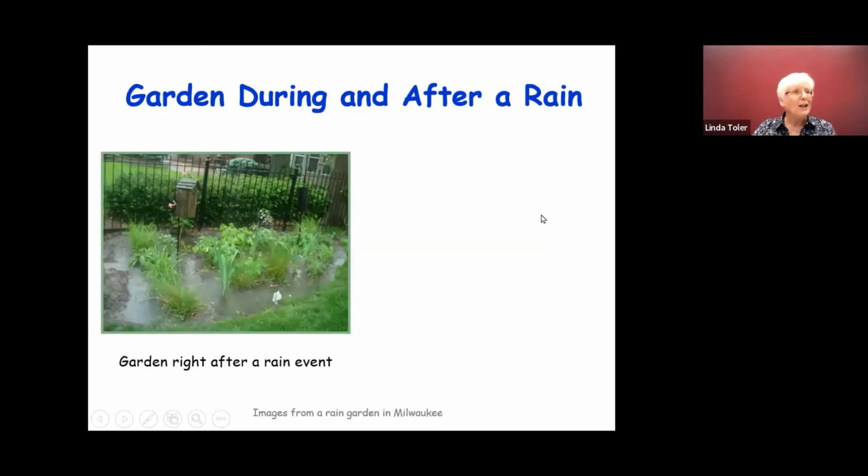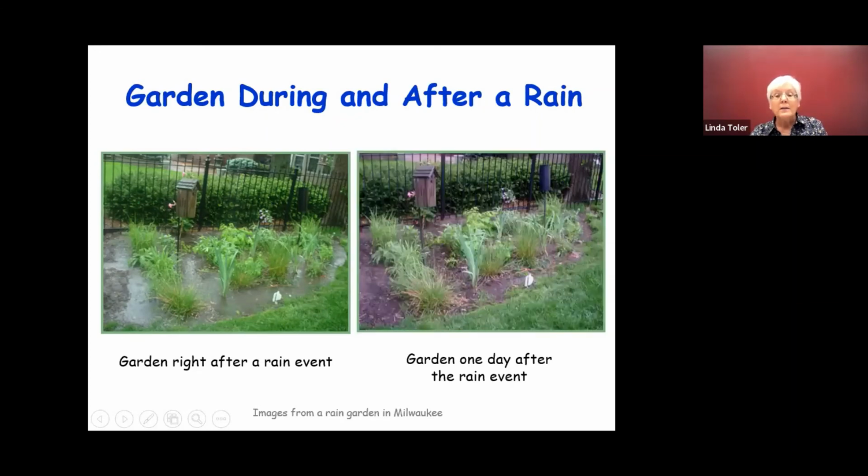Now, we've been talking about installing a rain garden and all of that. Here's what a properly installed rain garden is going to look like after a rainstorm. It's going to look like a puddle with plants growing in it. Properly constructed, 24 hours later, it's going to look like a regular garden. You wouldn't even know that those plants had been sitting in water 24 hours before. I believe that, yeah, this is a garden that was installed in Milwaukee.